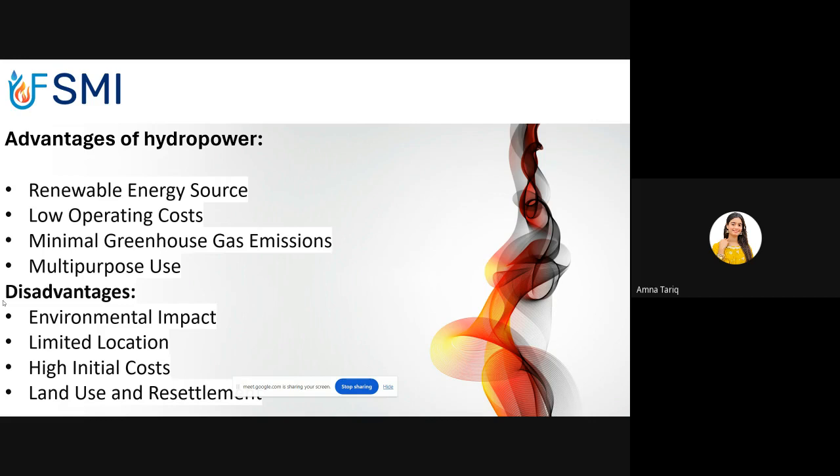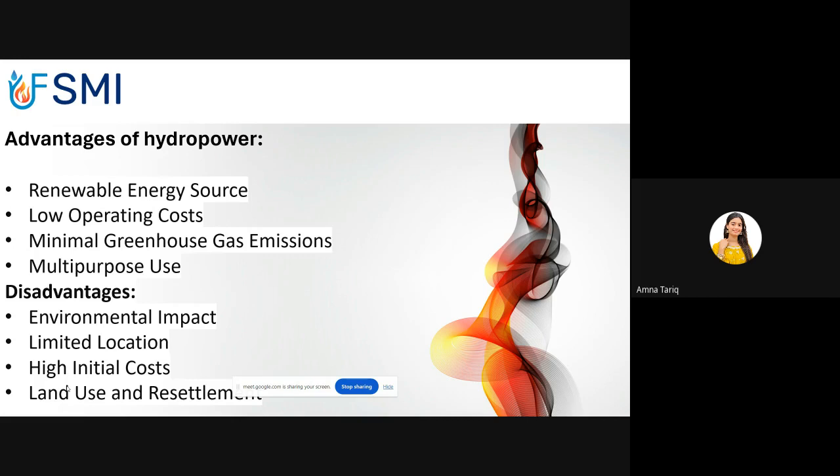Hydropower reservoirs can serve multiple purposes such as flood control, etc. And now we discuss disadvantages of hydropower. The construction of a hydropower dam or reservoir can have significant impacts, including habitat destruction. Large-scale hydropower projects often require substantial land areas and can be very dangerous.